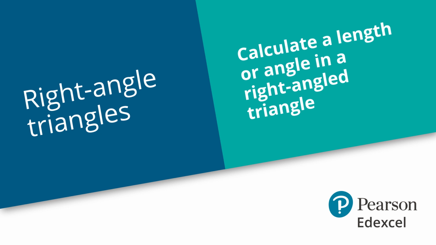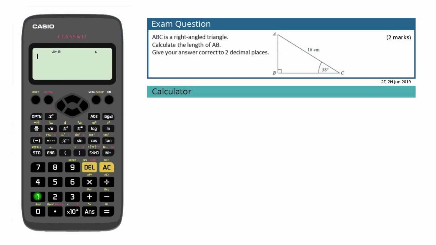The first section of the video is about right angle triangles and calculating the length or angle in a right angle triangle. The first question tells us that ABC is a right angle triangle. Calculate the length of AB and give your answer to 2 decimal places.